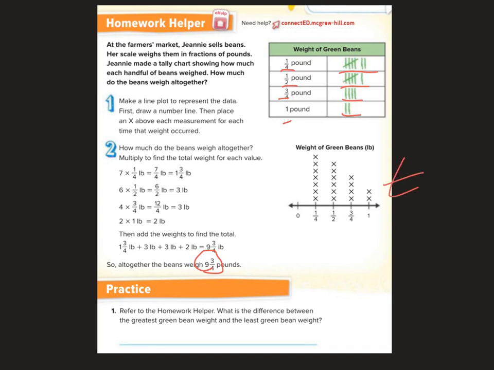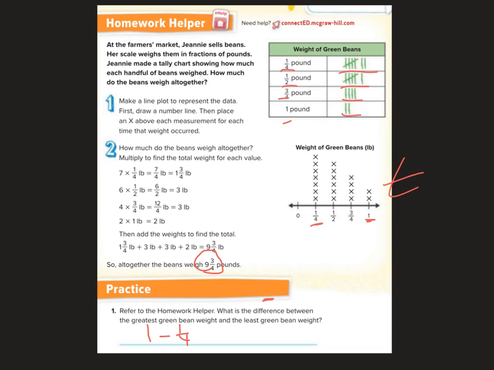Here's our line plot. So for the question down here it says, refer to the homework helper. What is the difference? Subtraction. Difference is the answer to a subtraction problem. So whenever we see difference, we know subtract. Between the greatest green bean weight and the least green bean weight. So the greatest green bean weight was 1 pound. And the smallest green bean weight was 1/4. Okay, so I have to subtract 1 pound minus 1/4 of a pound.